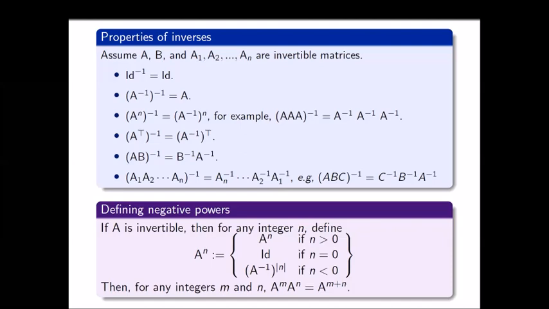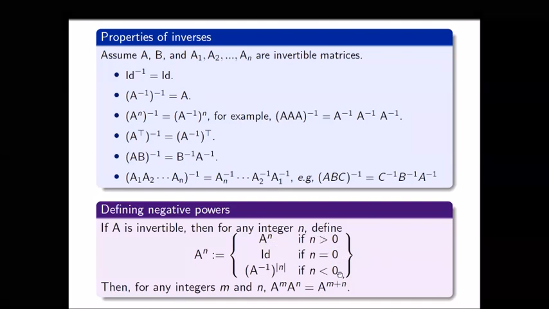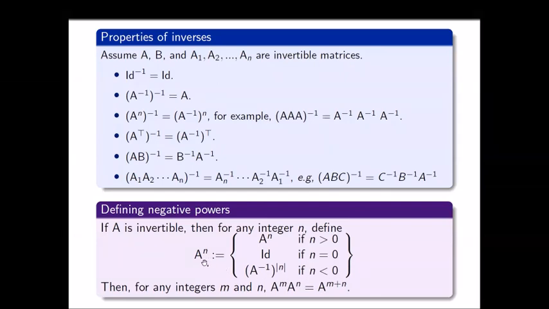Okay, so if A is invertible, then for any integer n, if n is positive, we just mean that it's a product of n copies of A. If n is 0, we just mean that it's the identity matrix. And if n is negative, then by A to the n, we mean that we take the inverse of A, and we take minus n copies of that A inverse. So for any integers m and n, A to the m times A to the n is always A to the m plus n.